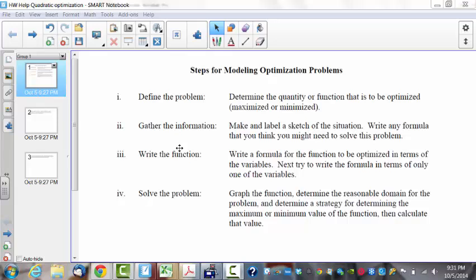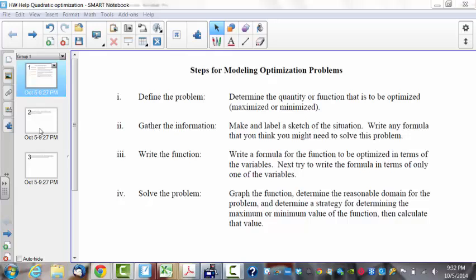The third step is to write the function that is to be optimized in terms of the variables, and then try to write the formula in terms of one of the variables. And the last step is to solve the problem and determine the reasonable domain and a strategy for determining the maximum or minimum value of the function, and just making sure that you go back to the original question and see if the answer makes sense. So this comes directly from the Laying the Foundation Algebra 2 activity.